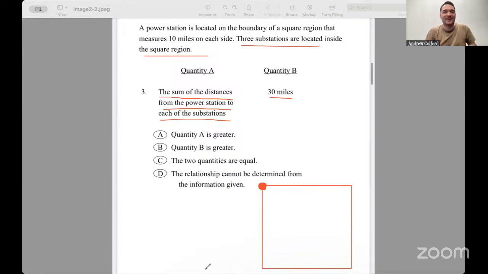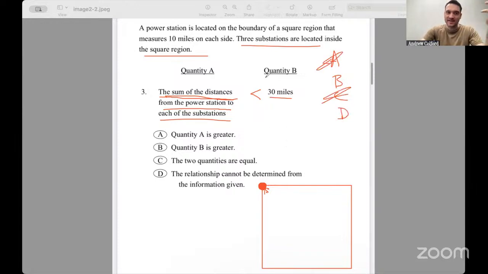This is a case of finding minima and maxima, right? Minimums and maximums. There's no minimum to how small this is. If I put the substations right next to the power station, I could very easily make this the sum of the 3 distances. So just to be exact, put them there, there, and there. Boom, boom, boom. The sum of those 3 distances being 0.1 miles away, easily I could make smaller than 30 miles. So right off the bat, I know that A and C are out, right?